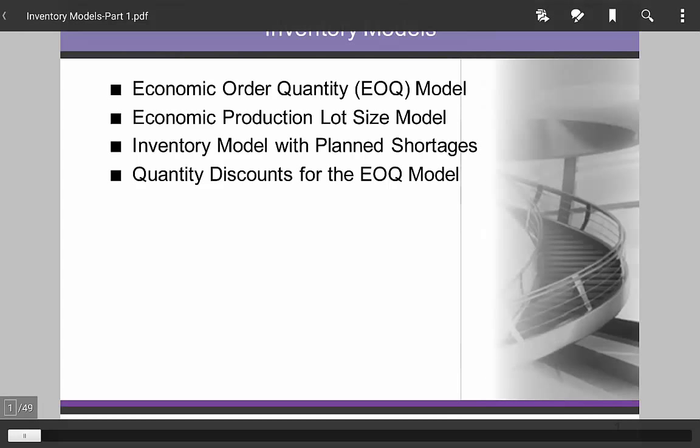All right, I understand you have a homework due and you guys are busy working on the homework, but we have to get started on this inventory model chapter. I'll try to go a little slow.